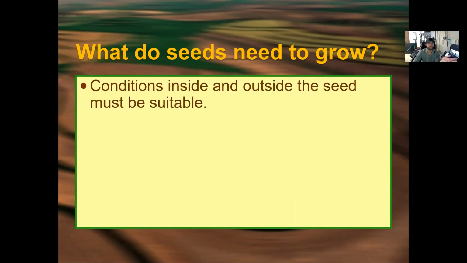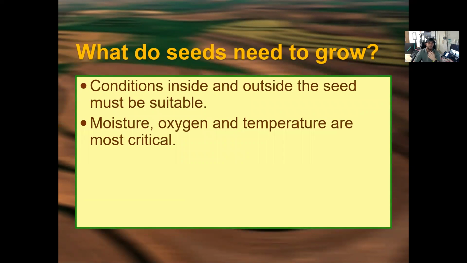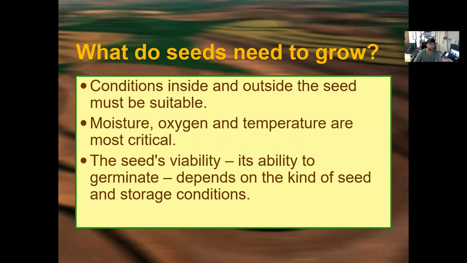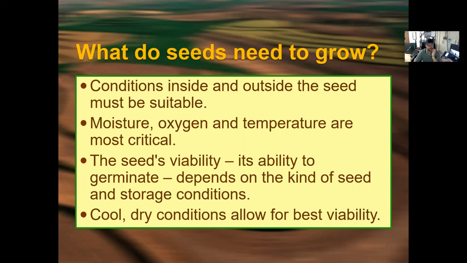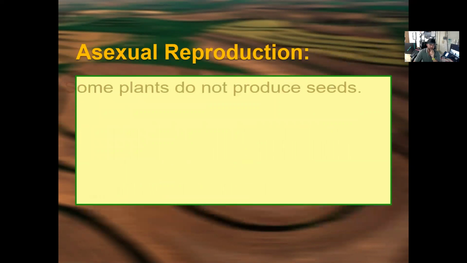So what do seeds need to grow? Conditions inside and outside the seed must be suitable. Moisture, oxygen, and temperature are most critical. The seed's viability, its ability to germinate, depends on the kind of seed and storage conditions. Cool, dry conditions allow for best viability.